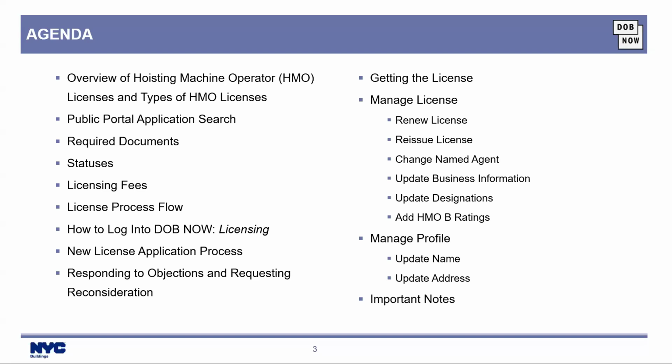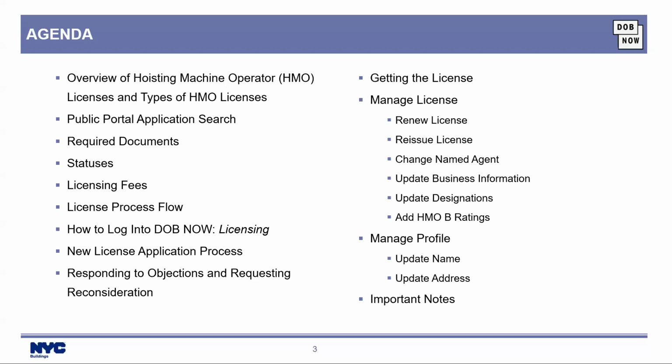We'll talk briefly about how to log into DOB Now licensing, and then I'll go through the new license application process. I'm going to show that to you in the PowerPoint that you see now, and you're going to get a chance to see it in the live system. I'll talk about how to respond to objections and how to request reconsideration, which is a new feature. And then we'll talk about what happens when your license application is approved and how you get the license.